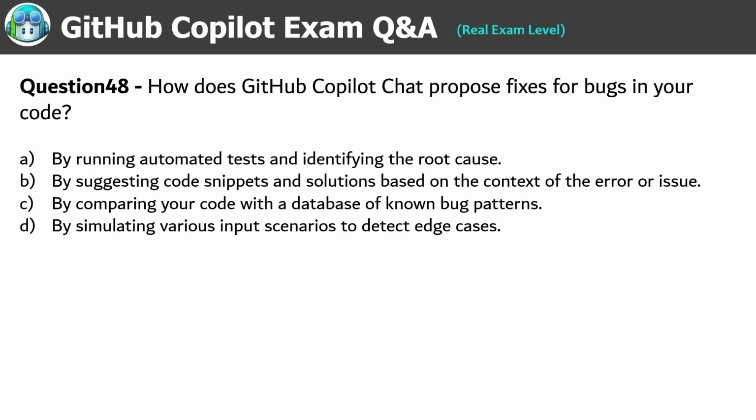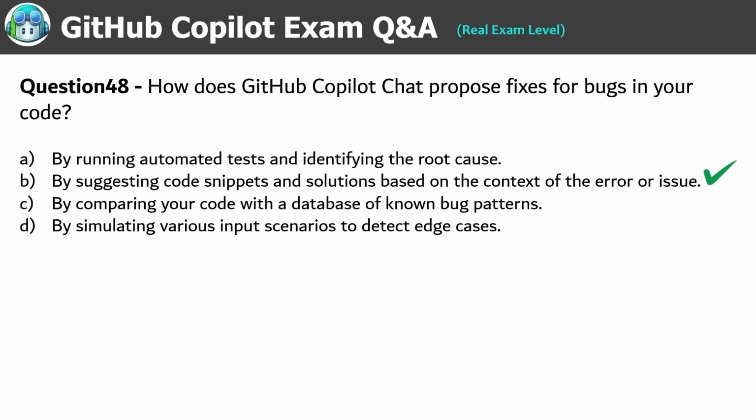Question 48: how does GitHub Copilot chat propose fixes for bugs in your code? The answer is by suggesting code snippets and solutions based on the context of the error or issue. So if there is a bug in your code, it will take that bug or error as a context, and then it will provide you the code snippets or suggestions so that you can fix that issue.